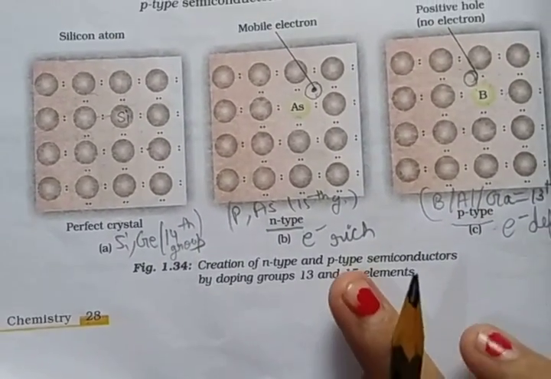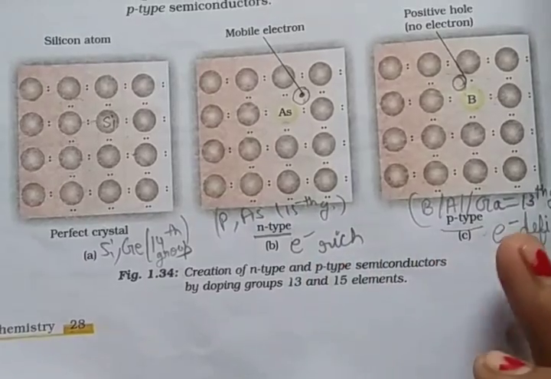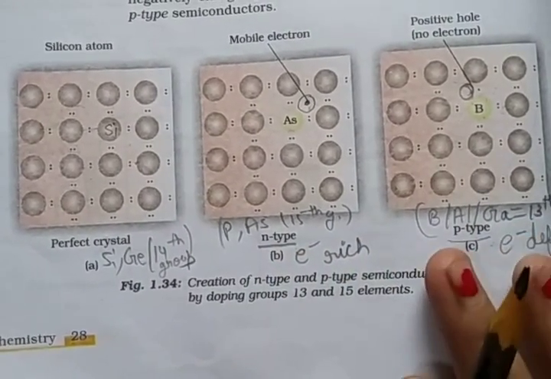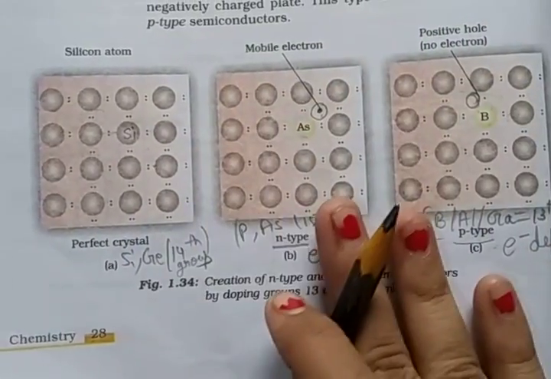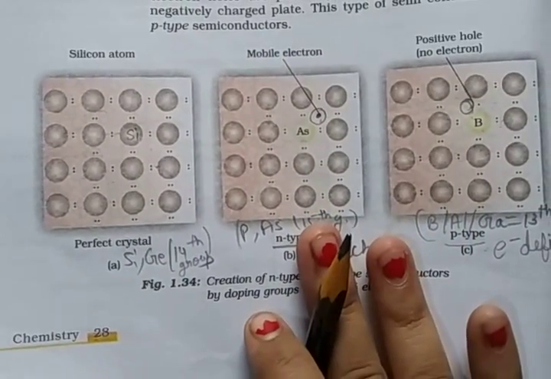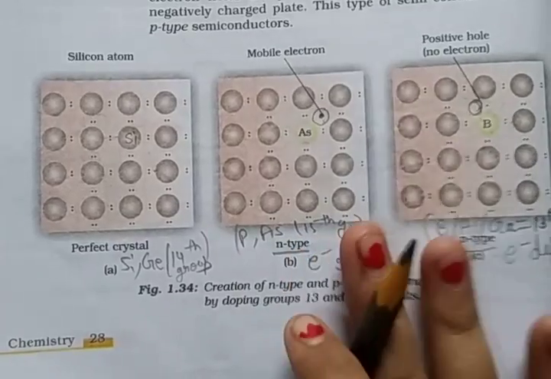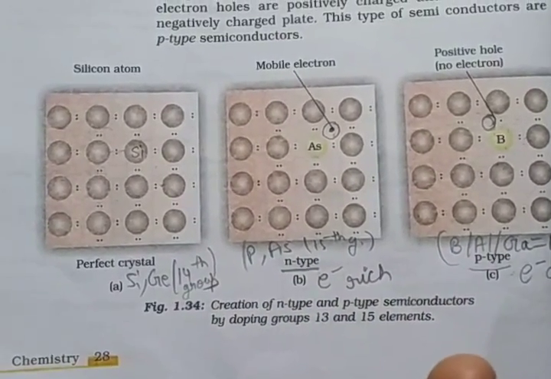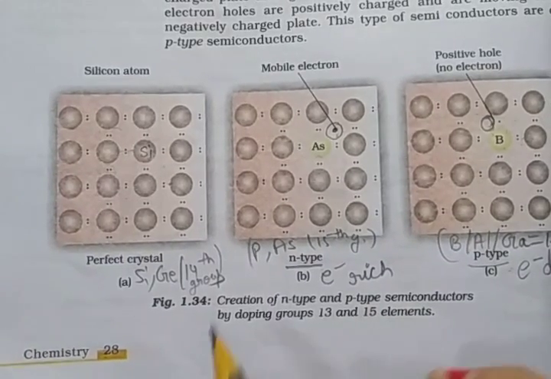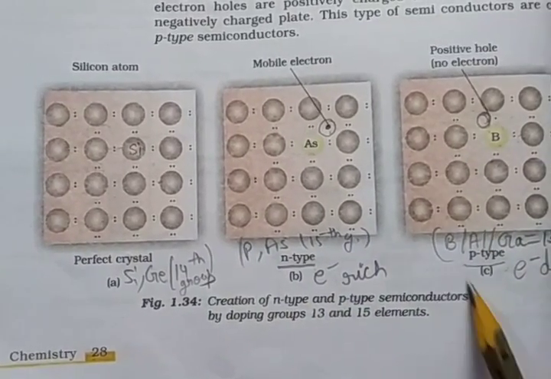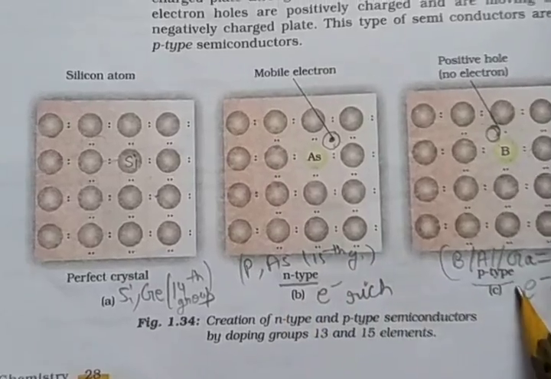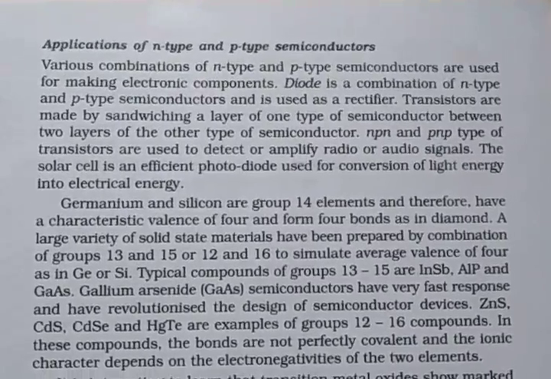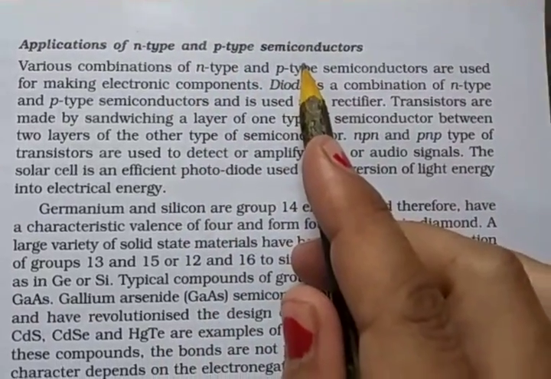So according to electron rich and electron deficient, there are two types of semiconductor, n-type and p-type semiconductor, and this process is done by doping. Clear? So this is the creation of n-type and p-type semiconductors by doping groups 15 and 13. Then the application of n-type and p-type semiconductors.